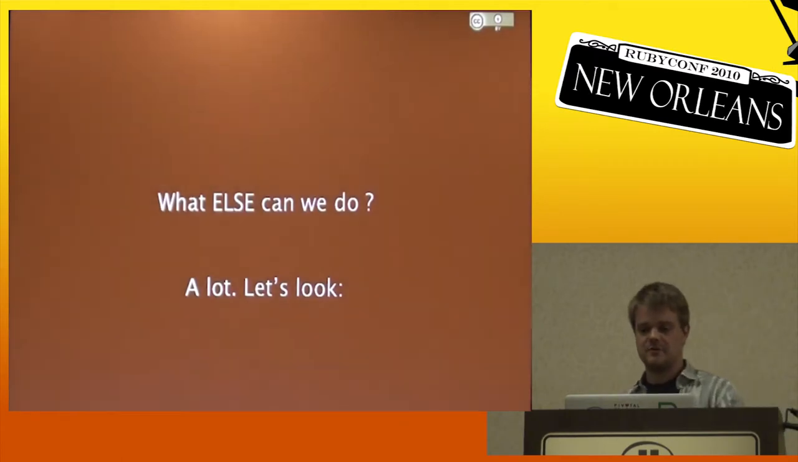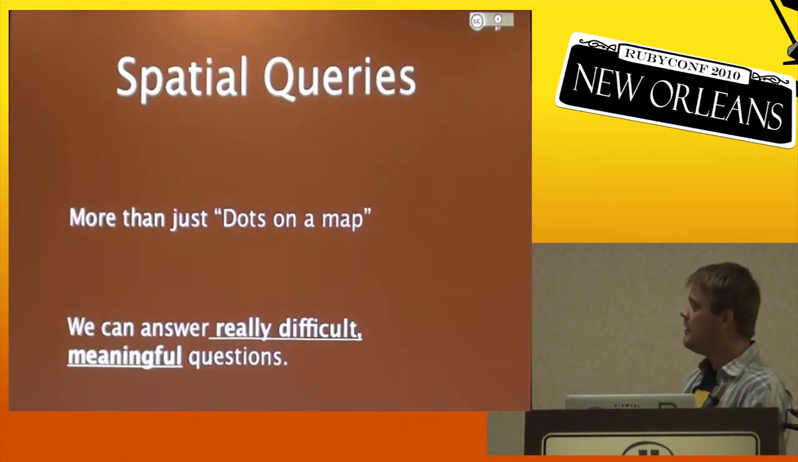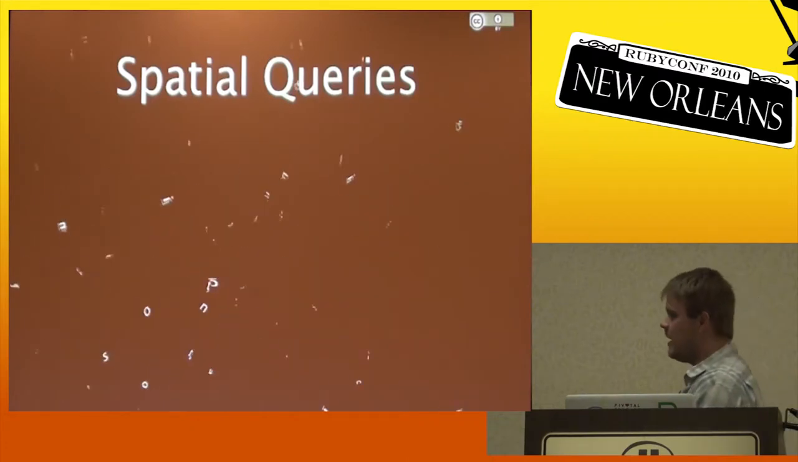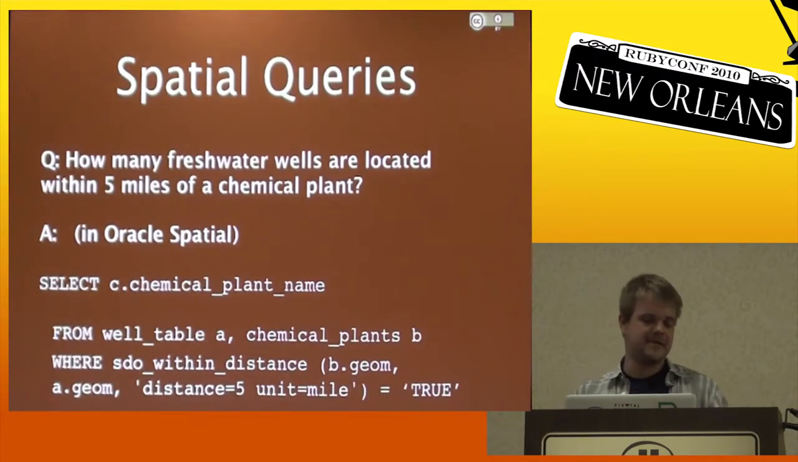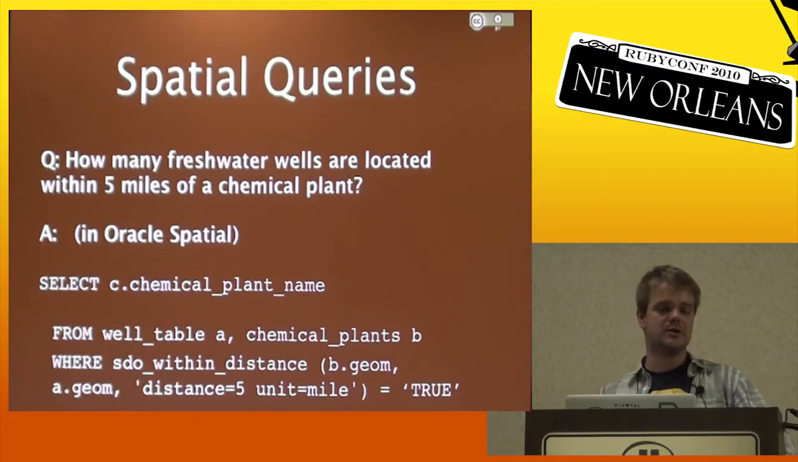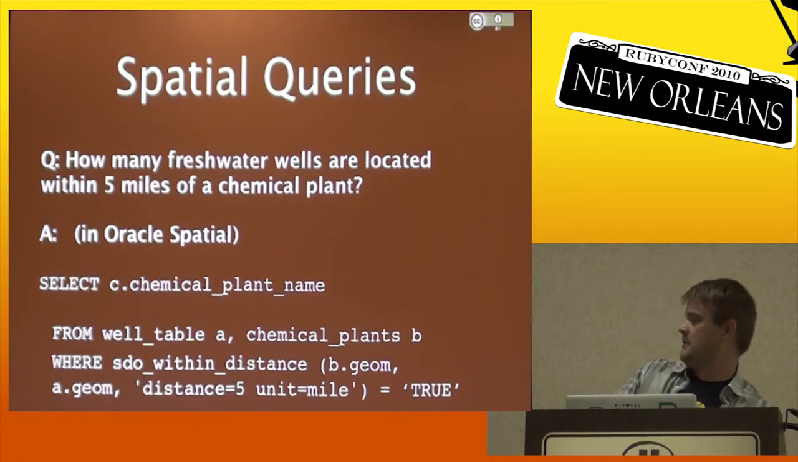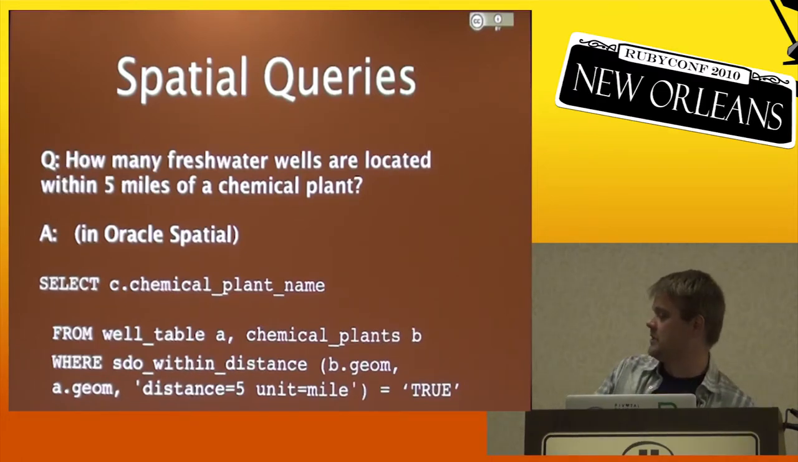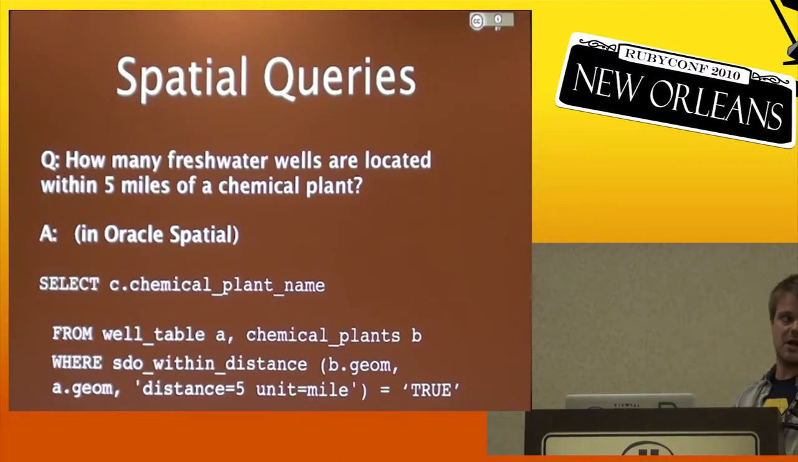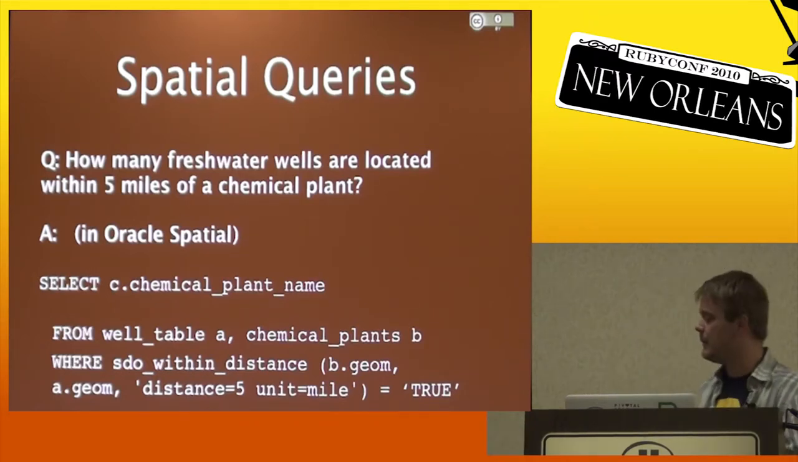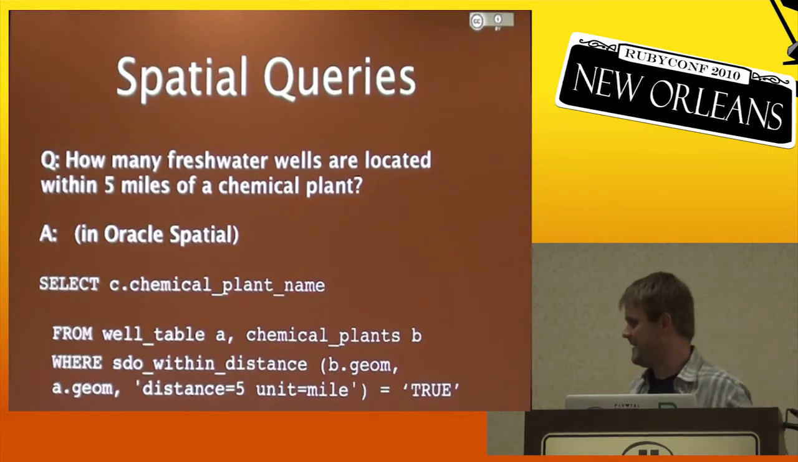There is more though, so why don't we talk about answering really difficult, meaningful questions once we've got our spatial DBMS installed. In a normal relational database, it'd be pretty hard to answer this question. How many freshwater wells are located within 5 miles of a chemical plant? Let's assume for a minute that we've got a chemical plant table and a wells table, and that they have a geolocation column that has a latitude and longitude in them. It's as simple as writing a query like this. This is the Oracle Spatial syntax, which I'm most familiar with. Trust me, PostGIS can do it too.